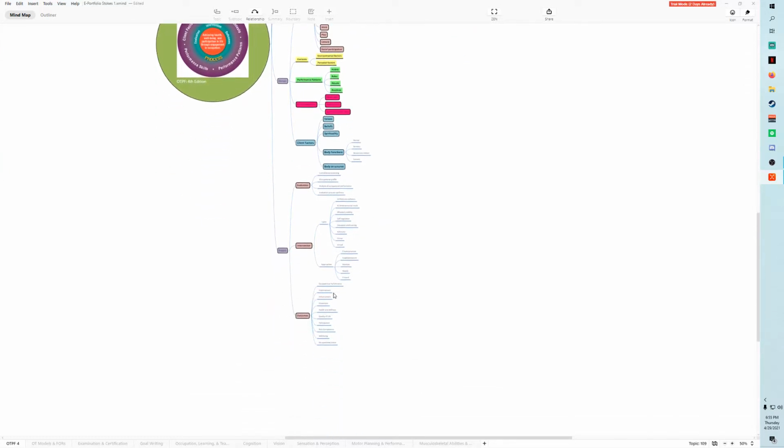And then we keep going, and we have the OT process here, which covers the evaluation, intervention, and targeted outcomes. And then this is further broken down into what is addressed in each step, like these, as you can see. And this will be a great resource to implement in our fieldwork rotations and refer to for the NBCOT.